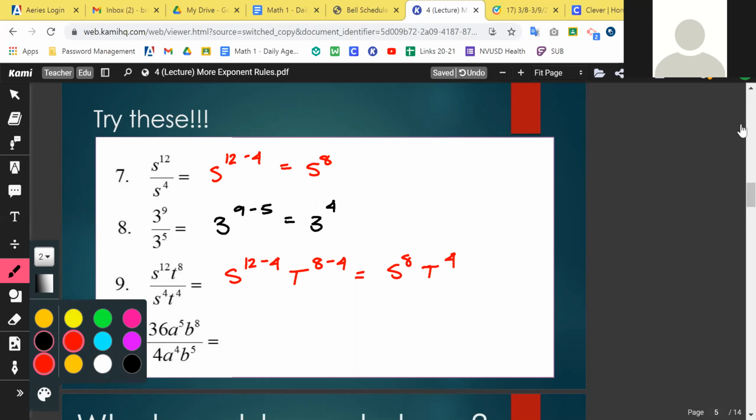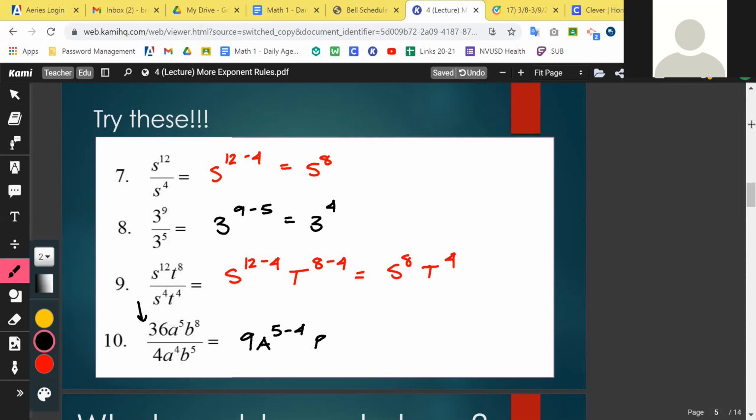Now on number 10, our last example, we have to be very careful because here we have 2 regular numbers. I have 36 divided by 4. Now remember that the fraction bar is just another way to write a division. So 36 divided by 4 is going to give us 9. And then I do the same thing with the letters I've been doing. Okay. Keep the a, 5 minus 4. Keep b, 8 minus 5. And so my final answer is going to be 9, a to the 1st power, b cubed. That is my final answer.